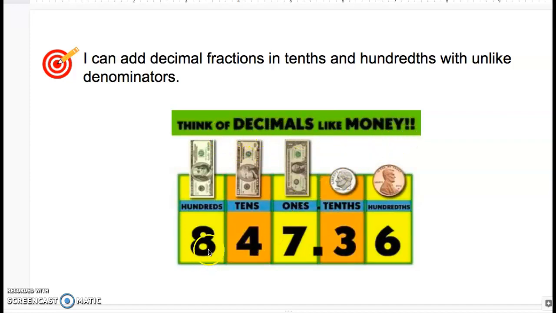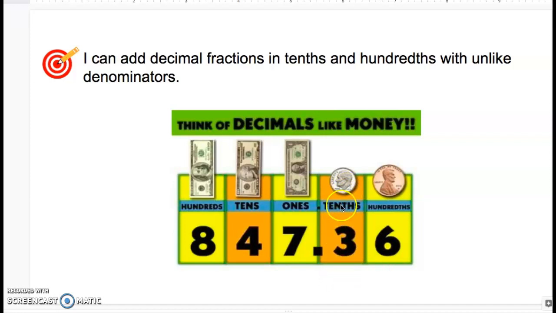For example, this is a place value chart. A $100 bill is in the hundreds place value. A $10 bill is in the tens place value. A $1 bill is in the ones place value because it's worth 1. And then we have the decimal point, and everything to the right of this is a fraction or a part of a whole or less than 1 whole.